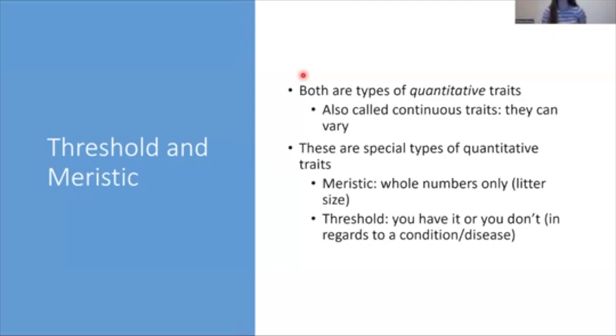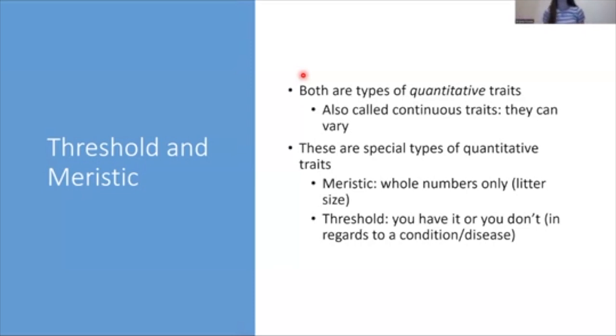And the best example of this is going to be litter size, because we know we can't have 3.5 puppies. You have 3 puppies or you have 4 puppies, but there's not a dominant or a recessive number of puppies that you can have. It can still be on that continuum. It can still range from a number of different things. It's just that they have to be whole numbers.